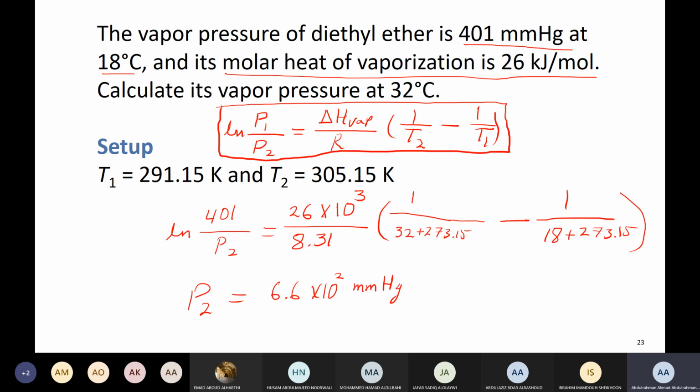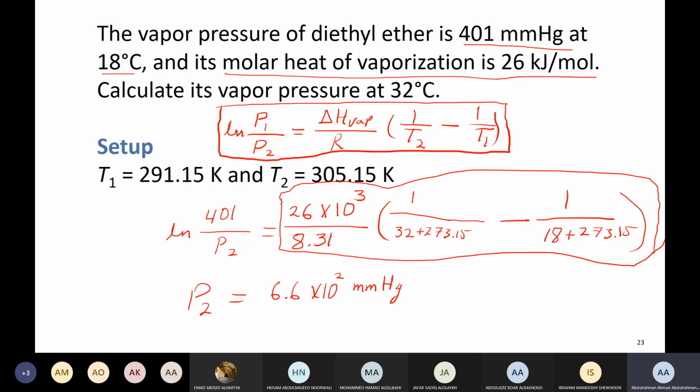So, did you calculate this value? Yes, I found the mistake. It is 656. This value, you should find it, and then put it e to this power, and then find P2. This is the correct answer. It's actually 6.6 times 10 to the power 2.